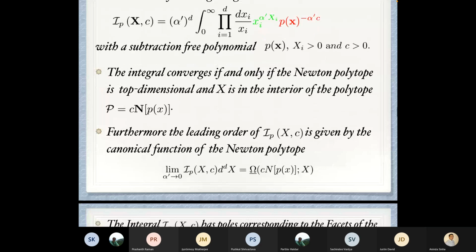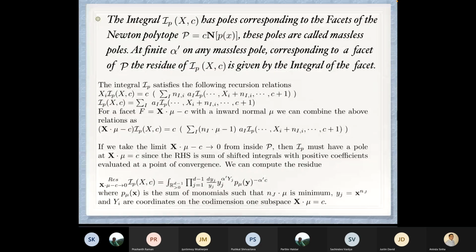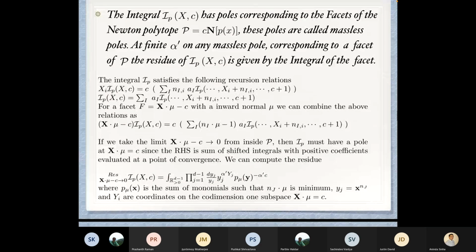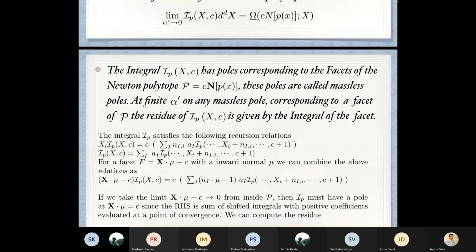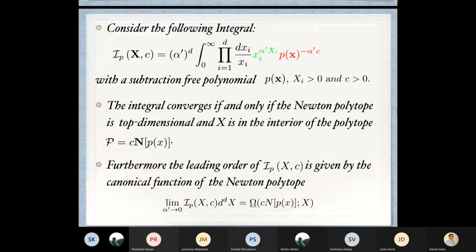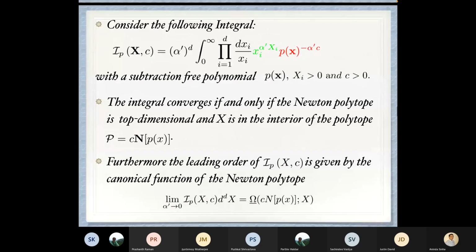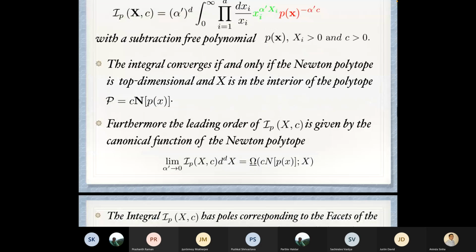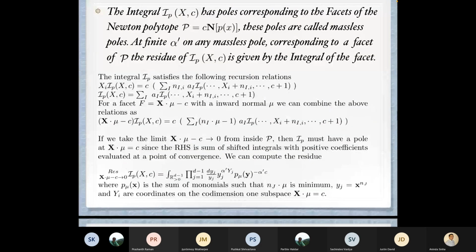Now, this integral in general has infinitely many poles, right? The simplest example we know is the beta function, which has infinitely many poles. All integrals in this class, it's safe to say, are expected to have infinitely many poles. But in particular, it has poles corresponding to the facets of the Newton polytope, and these poles are what we call massless poles.